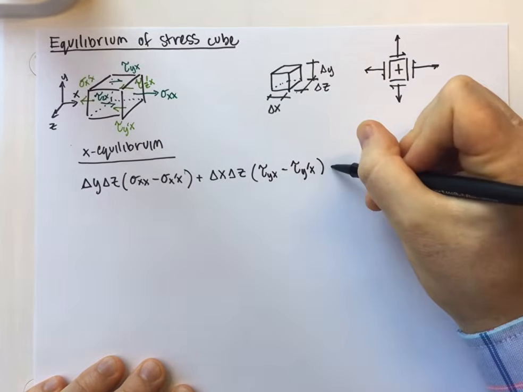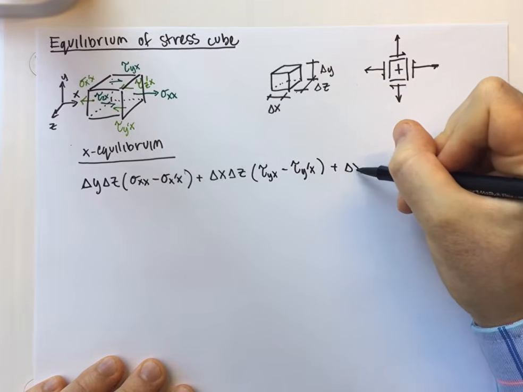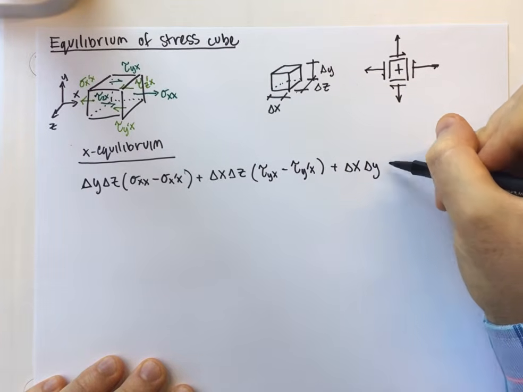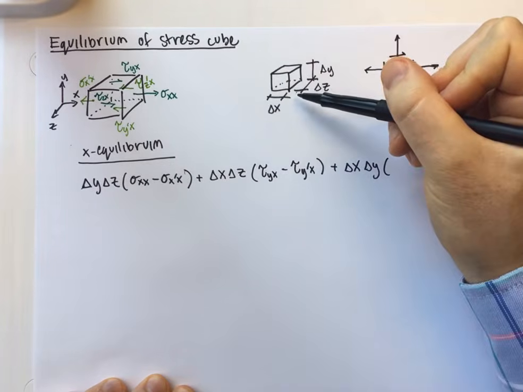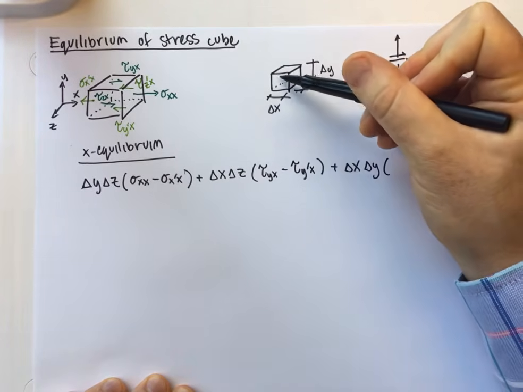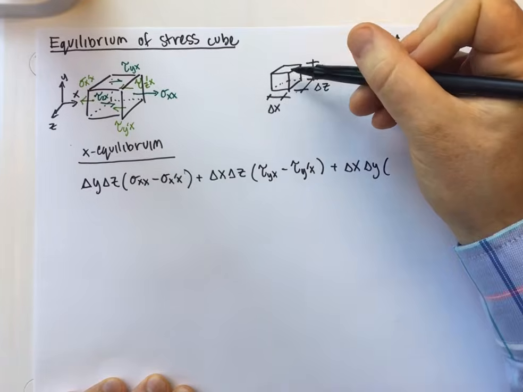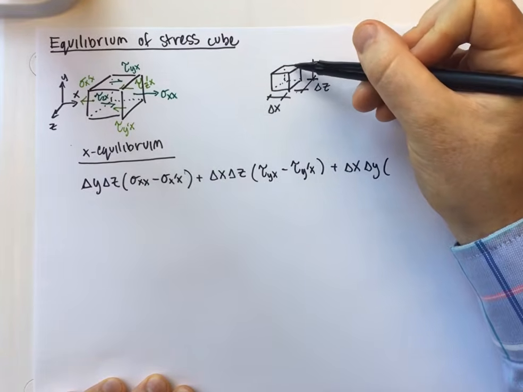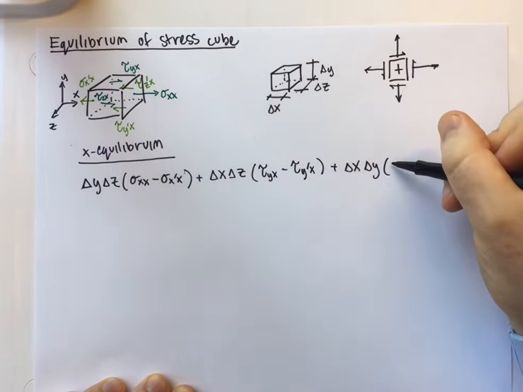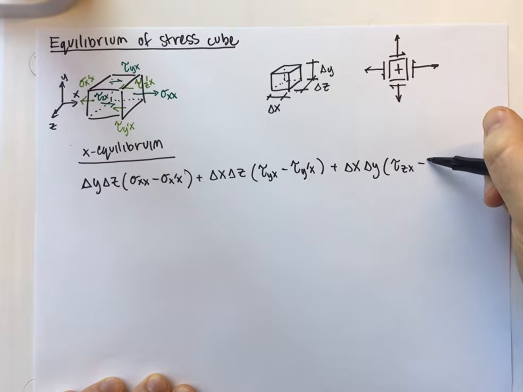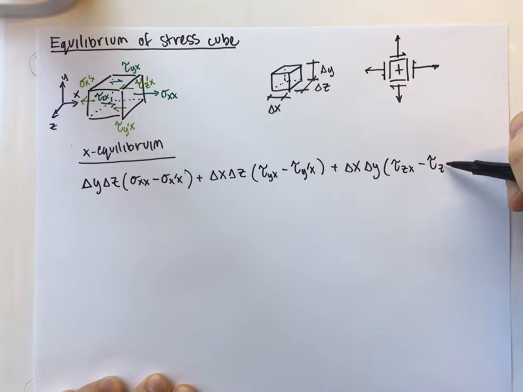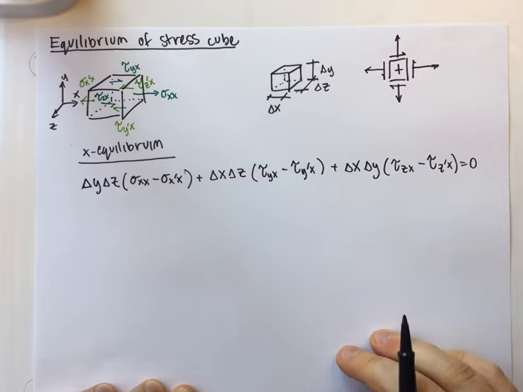And we can do the same thing for our last area. That's delta x, delta y. And that's going to end up being delta x and delta y. So that's going to be our front face and back face here on this side. So that's going to be a tau zx minus a tau z prime x. And all that, in order for this to be an equilibrium, has to equal 0.